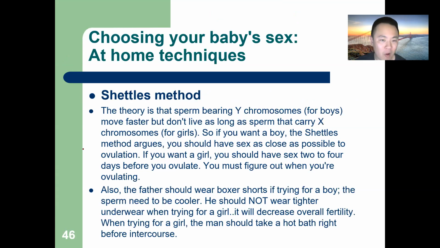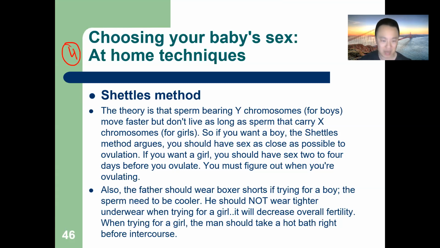Now some at-home techniques. Once again, always consult with your healthcare provider before attempting any of these methods. There is a Shettles method, and the theory here is that the sperm bearing the Y chromosome for boys moves faster, but doesn't live as long as the sperm that carries the X chromosome. So if you want a boy, this method argues that you should have sex as close as possible to ovulation. If you want a girl, you should have sex 2 to 4 days before she ovulates, but you must figure out when she's ovulating.